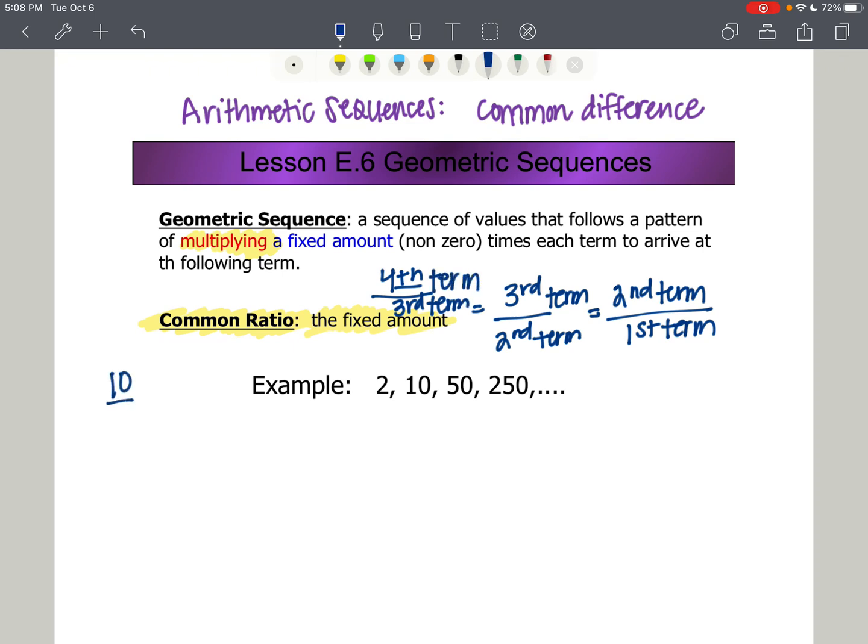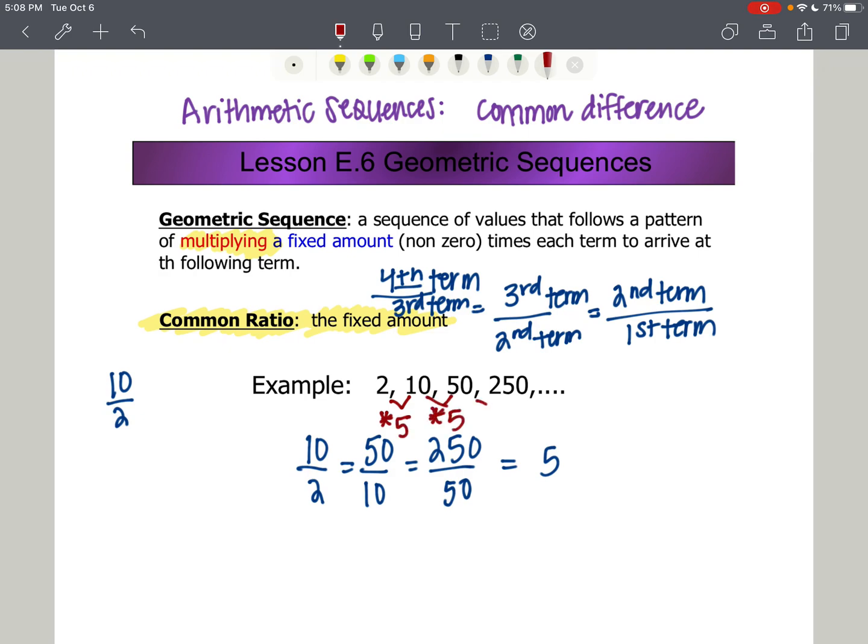So 10 divided by 2 is going to be the same thing as 50 divided by 10, which will equal 250 divided by 50. And in each one of these cases, that's equal to 5. So our common ratio to get from one term to the next is we're multiplying by 5. Multiplying by 5, multiplying by 5. Our common ratio, R, is equal to 5. So we call that common ratio R.